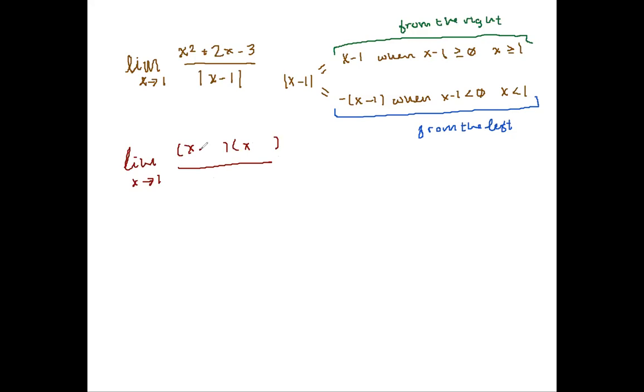It'll be minus 1 and then plus 3. So I can double check this. I can say this is x squared minus x plus 3x minus 3, and that is equal to x squared plus 2x minus 3. So I have factored this, and it's really handy to see an x minus 1 there, right? So it's x minus 1 times x plus 3, over the absolute value of x minus 1.